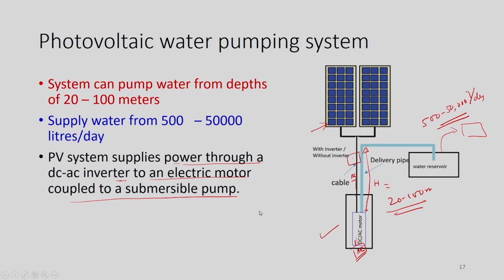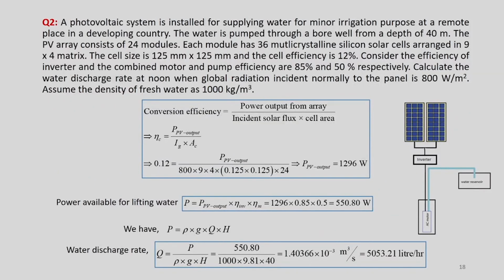So, let us take a small exercise to understand this properly. This problem goes something like this: a photovoltaic system is installed for supplying water for minor irrigation purpose at a remote place in a developing country. The water is pumped through a bore well from a depth of 40 meter. So, head is given as 40 meter.